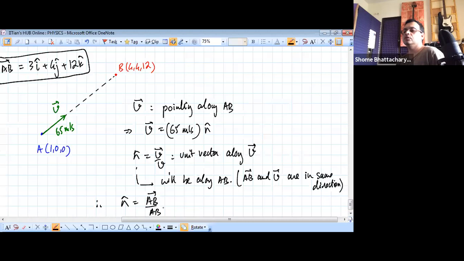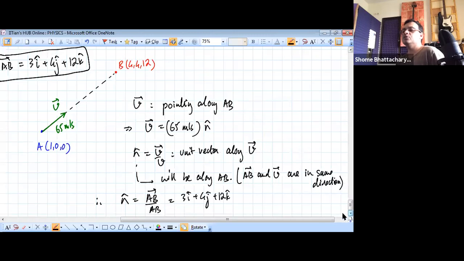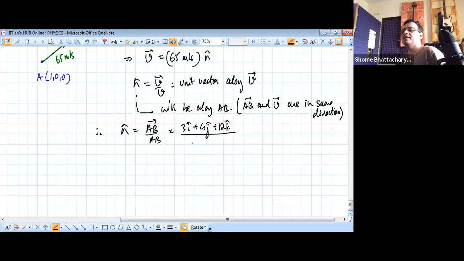So that is a point over here. So this is nothing but 3i cap plus 4j cap plus 12k cap, which is the vector EB divided by its own mod, so divided by the magnitude of itself, which is the magnitude of 3i plus 4j plus 12k. So this becomes nothing but 3i cap plus 4j cap plus 12k cap divided by square root of 9 plus 16 plus 144.